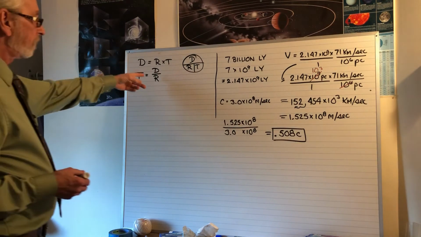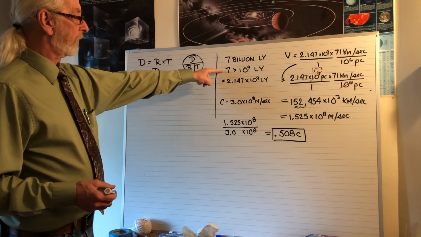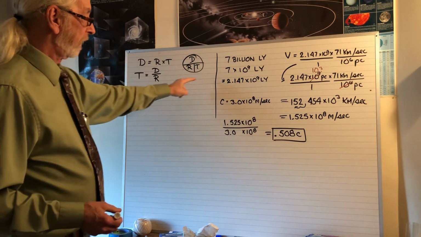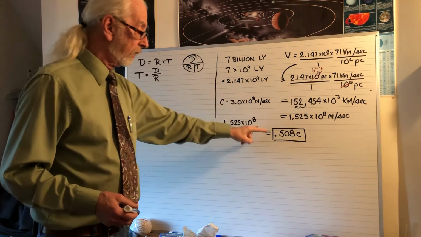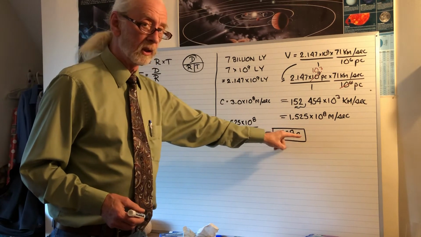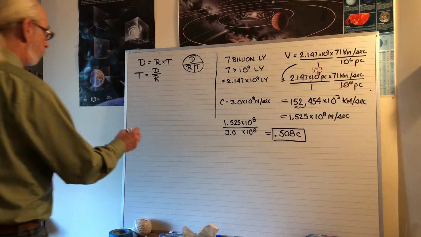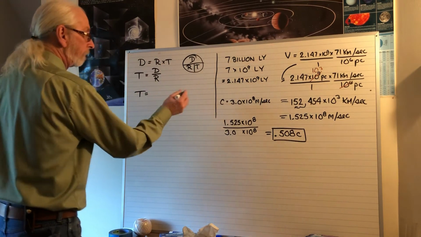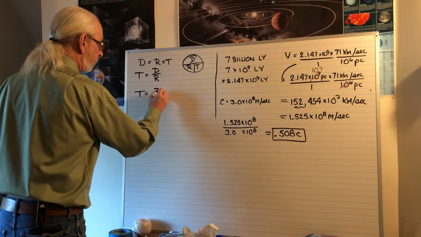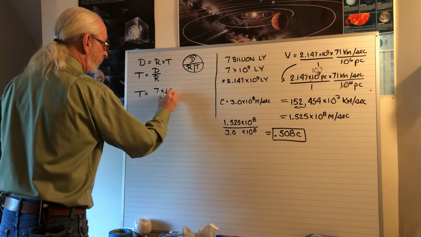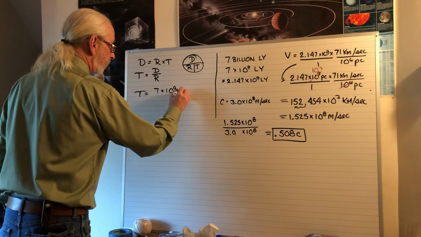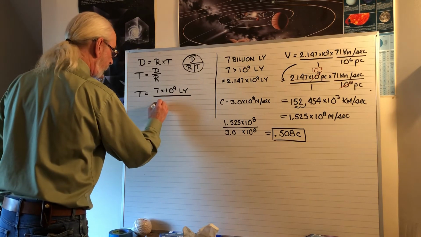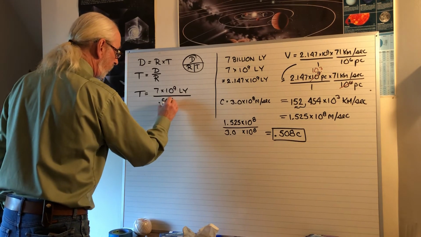Do we have the distance? Yeah. 7 times 10 to the 9th light years. Do we have the rate? In terms of light, yes we do. 0.508c. So time is going to equal the distance, 7 times 10 to the 9th light years, divided by 0.508c.